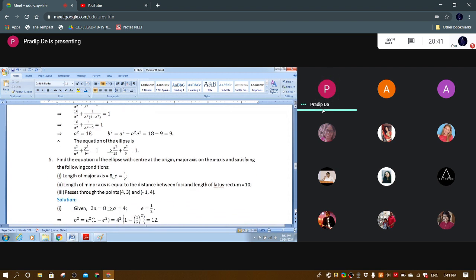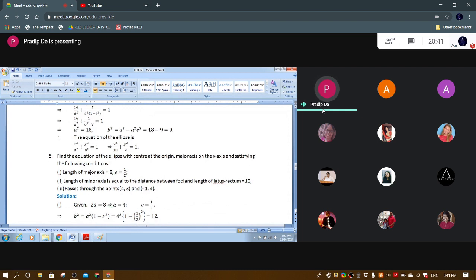So a is 4. And because e is equal to half, so b square is equal to a square into 1 minus e square. Using the same formula, we get b square equal to 12. And therefore the equation, it is given that the ellipse with center at the origin, major axis on the x-axis. That means type 1 ellipse.